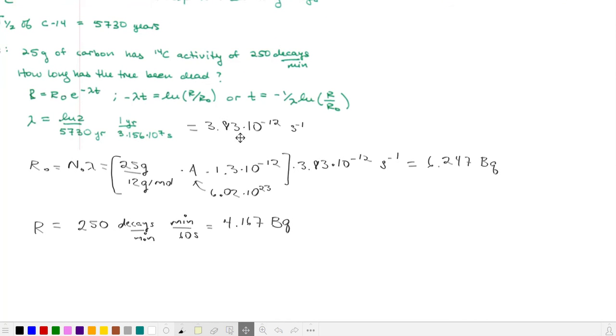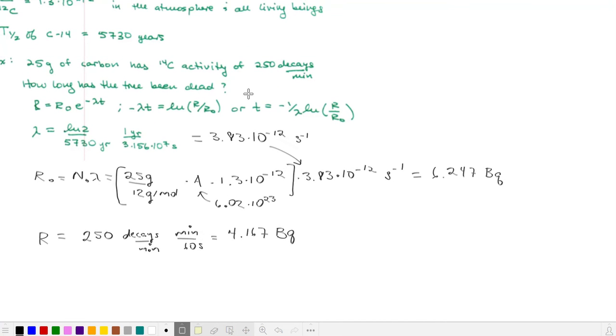Then all that's left is multiplying that by my lambda, and I get 6.247 Becquerel. So that's decays per second. Our given says the rate today is 250 decays per minute, and if I convert that to Becquerel, I just divide by 60 seconds, and I get 4.16 Becquerel. The only thing left to do now is to use this relationship to find t. So let's try that.